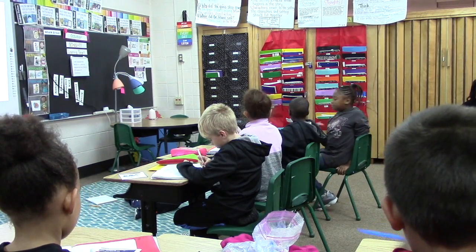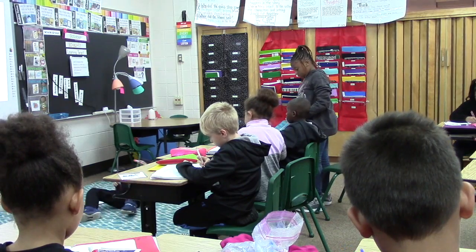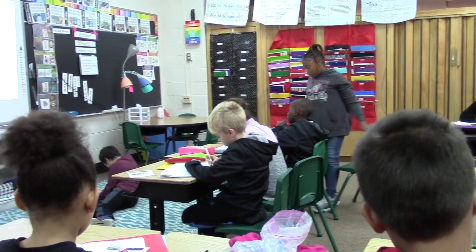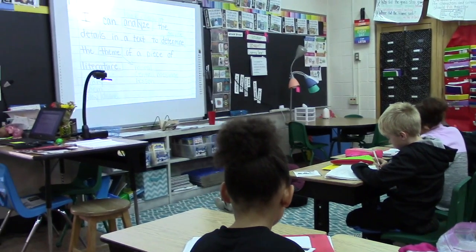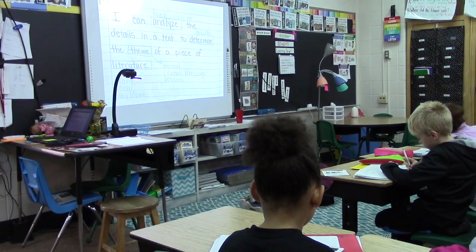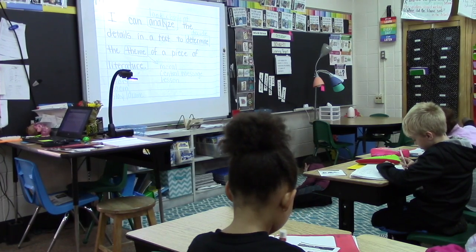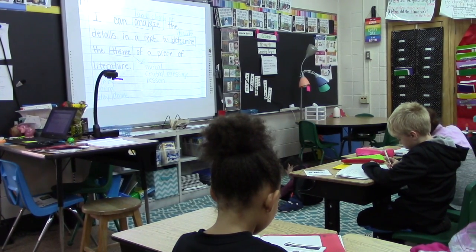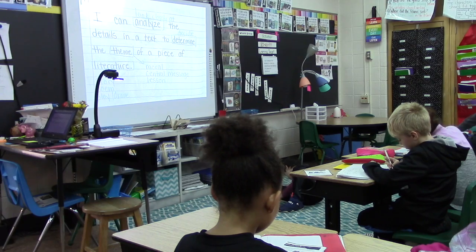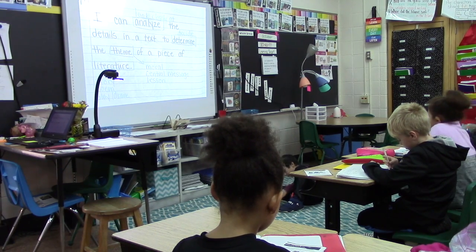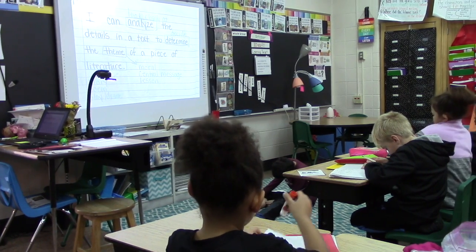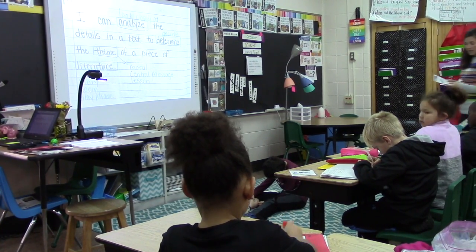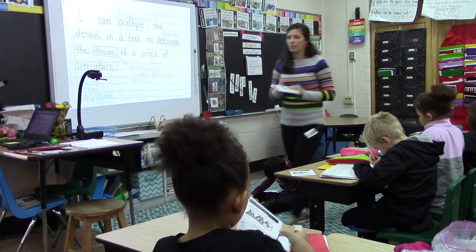All right, so let's all read it together without the new words. I can analyze the details in the text. Determine the theme of a piece of literature. All right, so today we're going to be reading a story. What are we going to be reading? A story. We're going to determine the theme from a story. Hands on your head when you have this glued into your notebook.